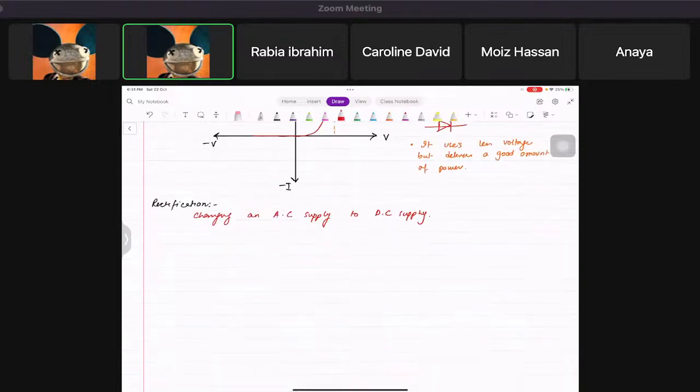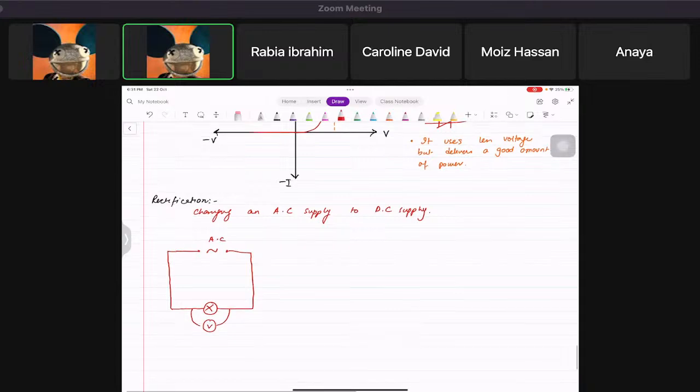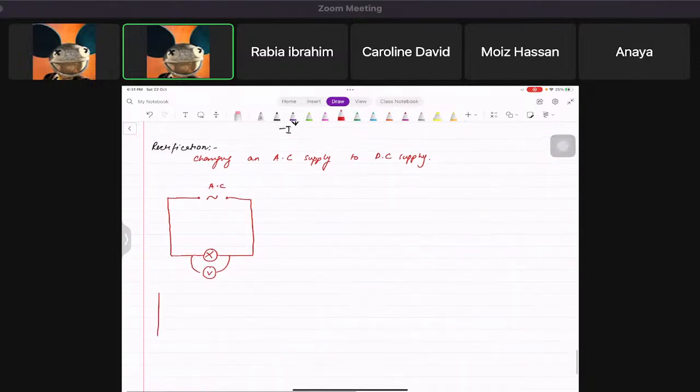So suppose, let me show you this example. You have a source with alternating supply, and now it is going through a bulb, like that. If you connect a voltmeter and you try to make a graph, the graph will show you that it's going up and down like this. Is it clear?